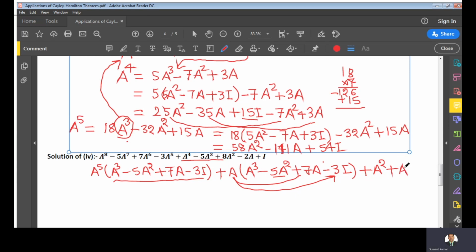And now the identity matrix as it is. This is a way to factorize this bigger expression. And now from equation 1, you know that this will be 0. Why? Because using the Cayley-Hamilton theorem, this expression will be 0. So what expression are you getting? Actually, you are getting A square plus A plus I. So this is the expression for the original expression.